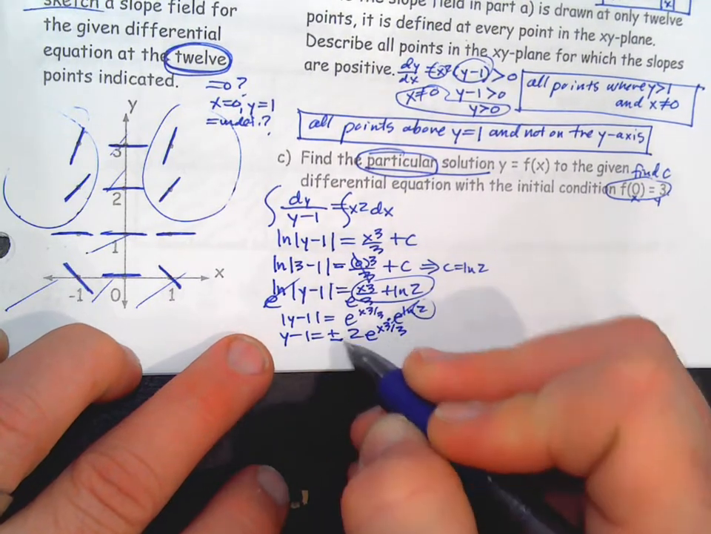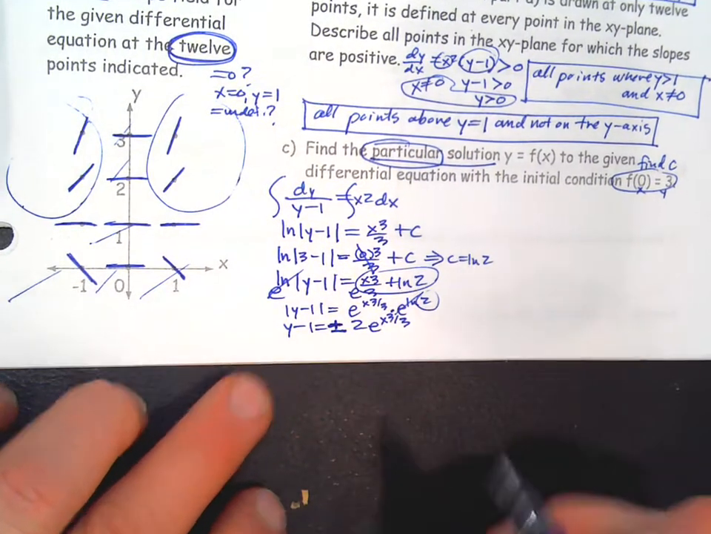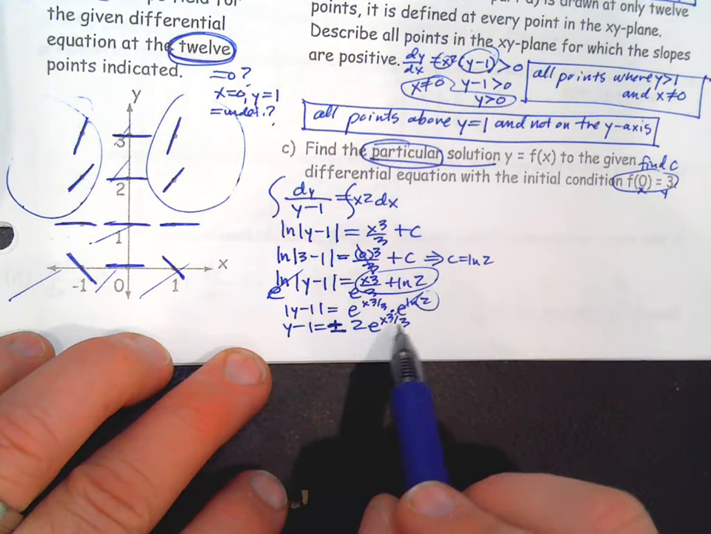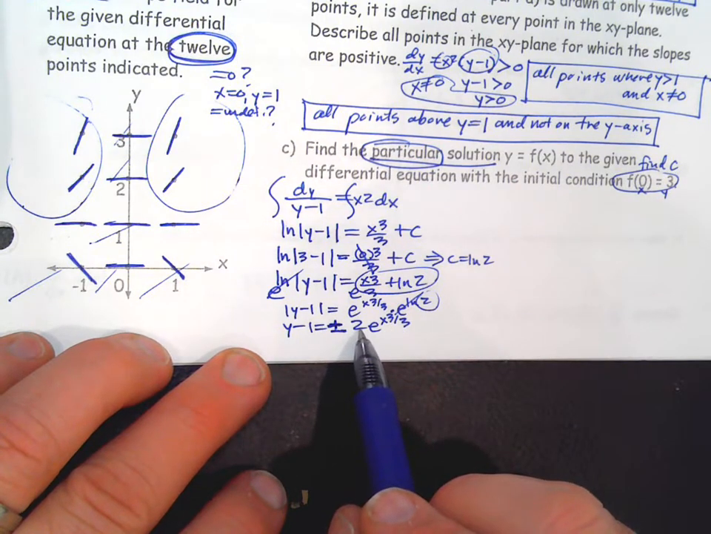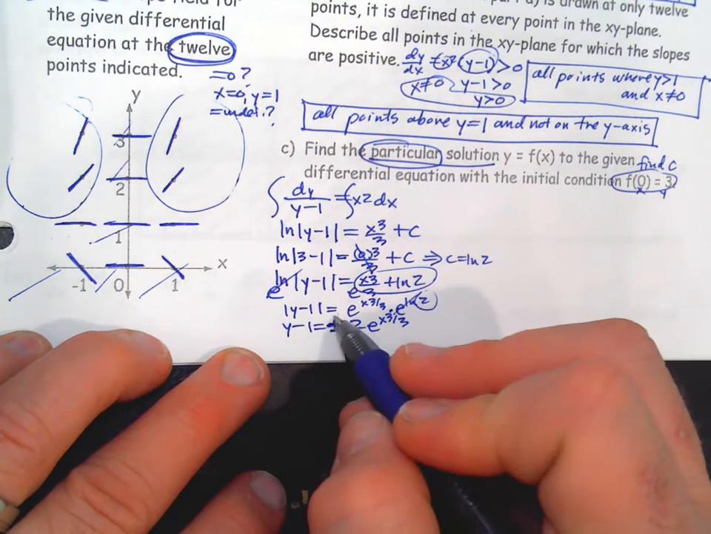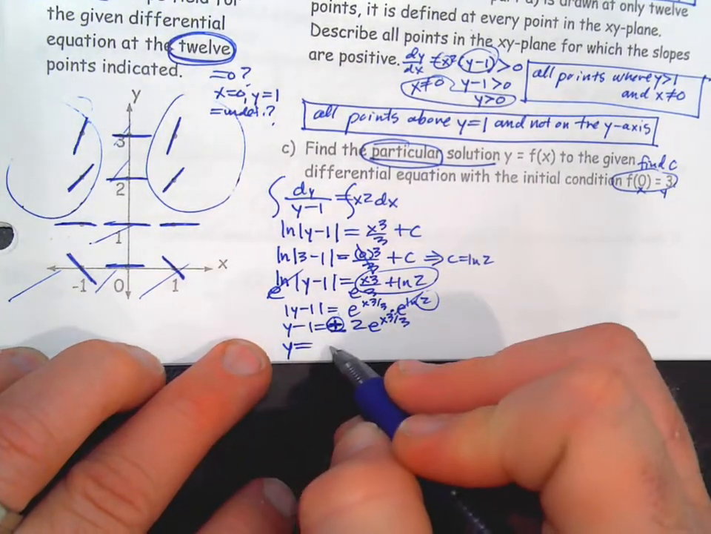Now, since we found the c already, the plus or minus has to be figured out. So I'd figure it out right now. Use the initial condition. If I plug 0 in here, it's going to be e to the 0, which is 1, times 2 is 2. And I plug a y equals 3 in here. The only way that's going to be true is if I go with positive. So you just got to check it. And then we finish solving.